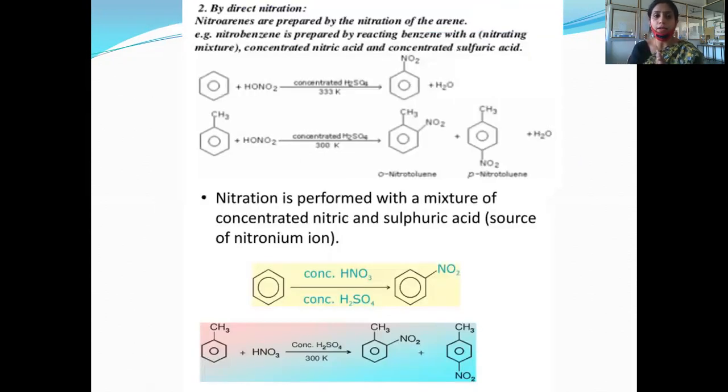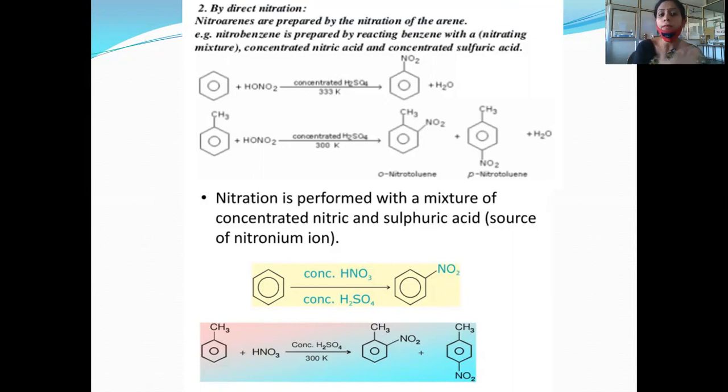And then the second method is by using a sulfuric acid and nitric acid combination. It is called nitration, or nitrating mixture. So what is the nitrating mixture? It is a combination of concentrated HNO3 and concentrated sulfuric acid, and it adds a NO2 plus group to the benzene ring. There are some examples given over here. When there is only a benzene ring, a nitro substituted aromatic compound is obtained.